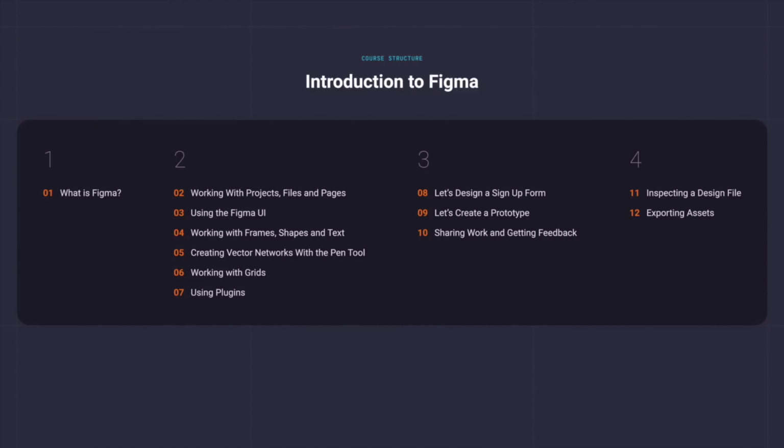The third chapter is about using Figma as a designer, and we'll get very practical by designing a sign-up form. During this process, we'll use a bunch of different tools like components, color and text styles, auto layout, and more. Then, in the final chapter, we'll learn about using Figma as a developer and how we can use it to inspect a design file and export assets.